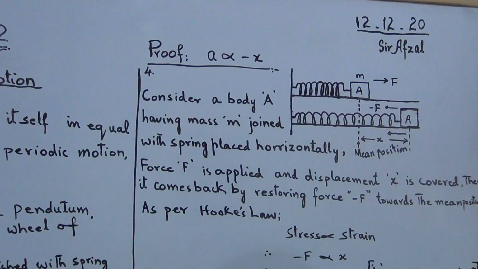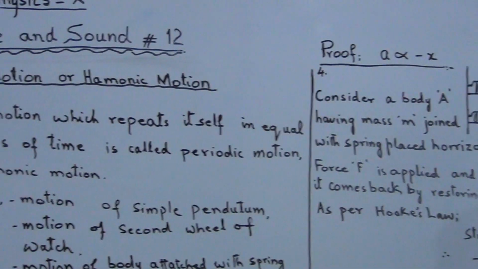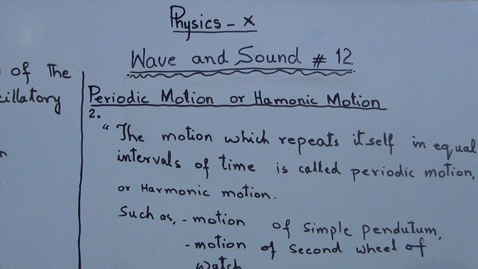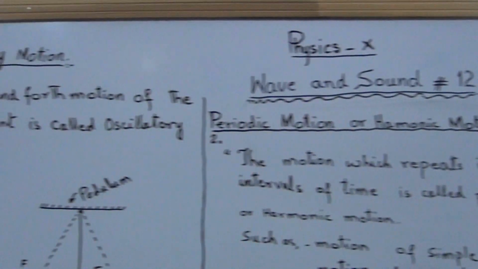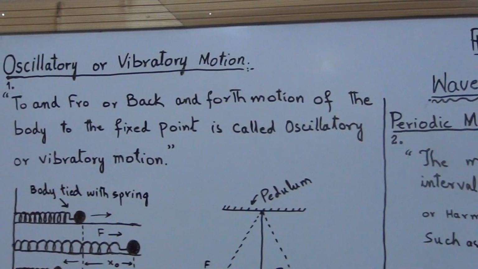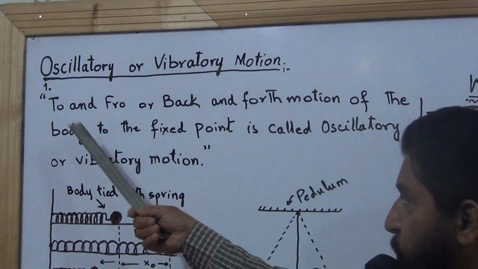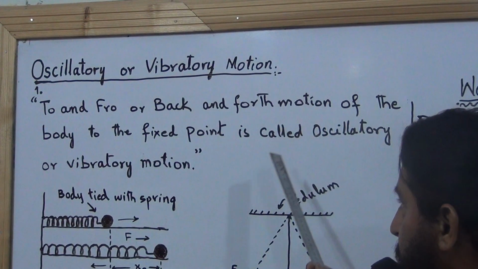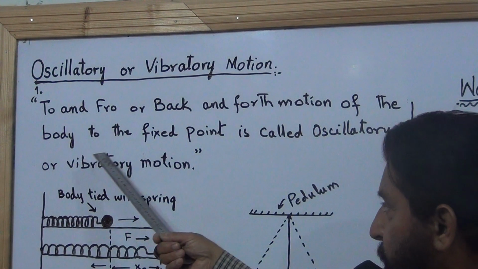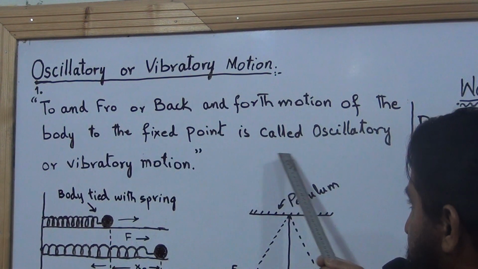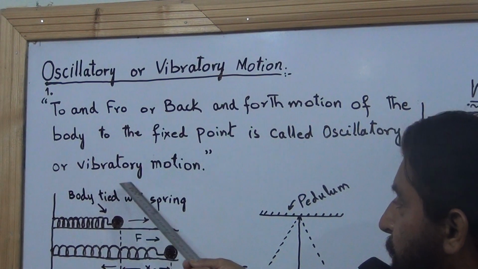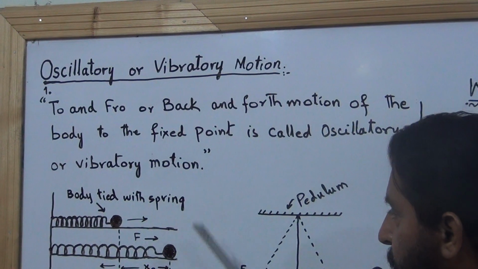Okay, dear student, we are studying chapter number 12, wave and sound. Now our topic is oscillatory or vibratory motion. As you know, to and fro, or back and forth, motion of the body about a fixed point is called oscillatory or vibratory motion.